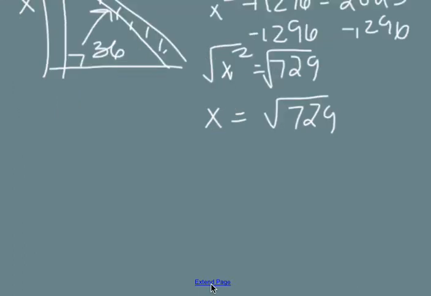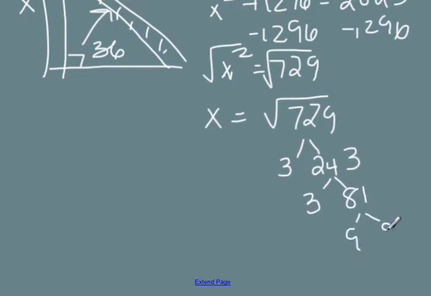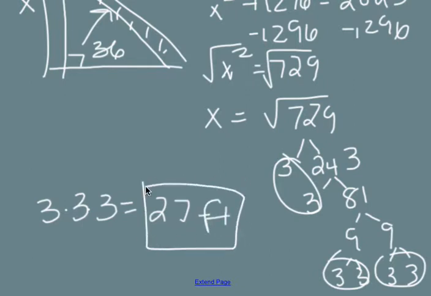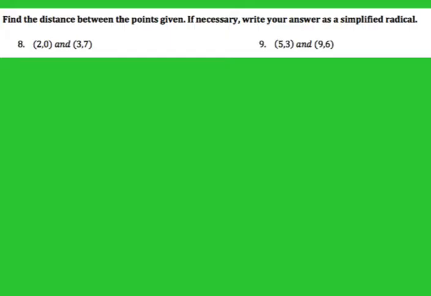So we need to break that down. I start by dividing it by 3, and then I get 243. I divide it by 3 again, and I get 3 and 81. 81 breaks down to 9 and 9. 9 breaks down to 3 and 3. So I have 1, 2, 3 pairs of 3s with nothing left over. So 3 times 3 times 3 is going to give me 27. And everything is labeled in feet. Since it's a word problem, I want to make sure I label it feet.